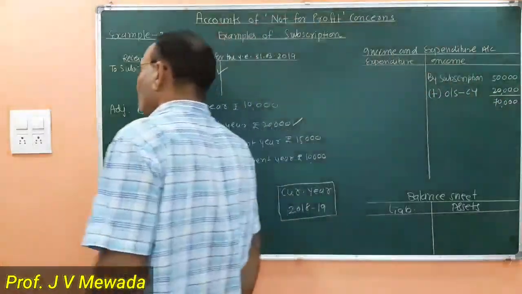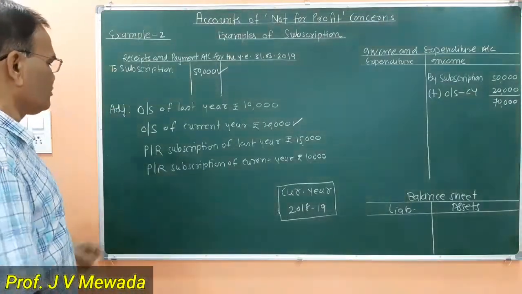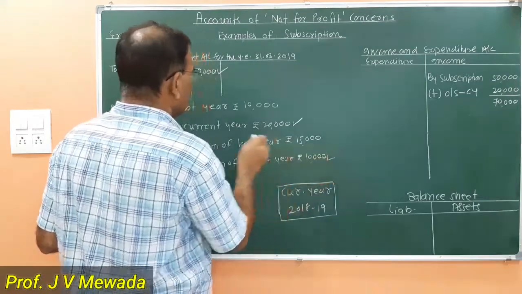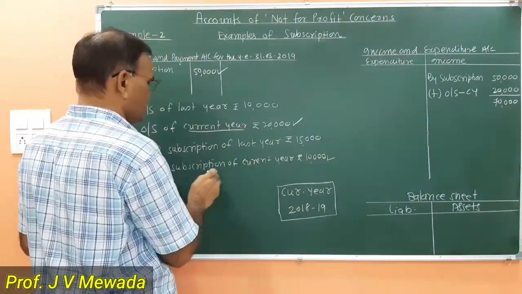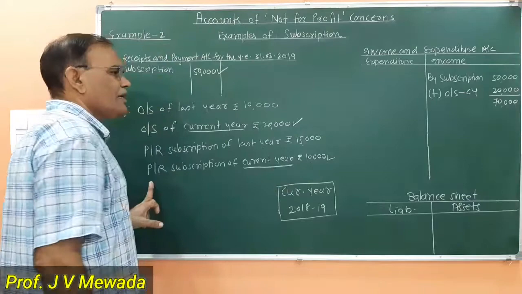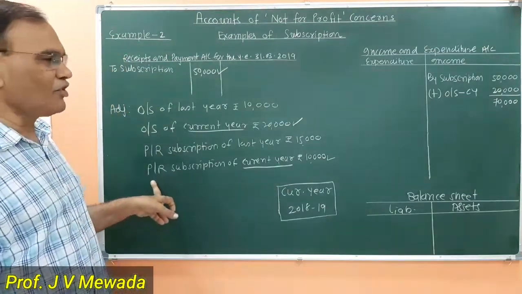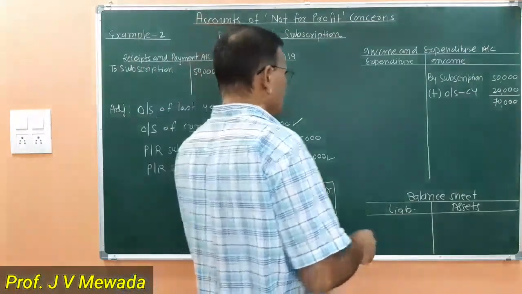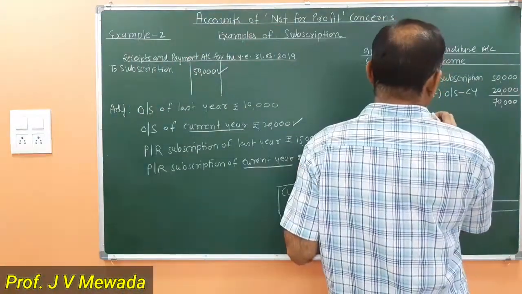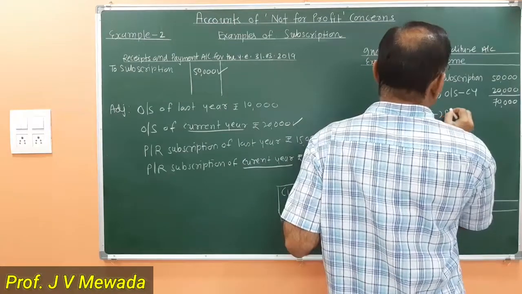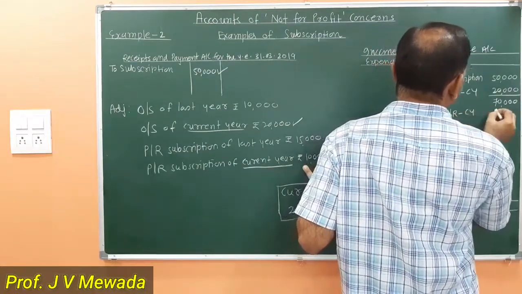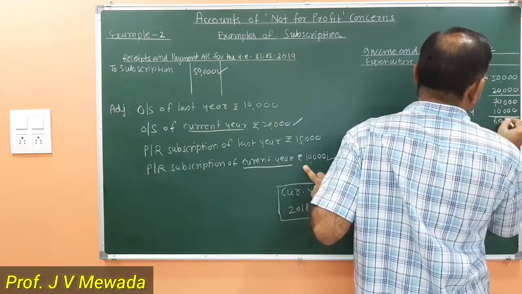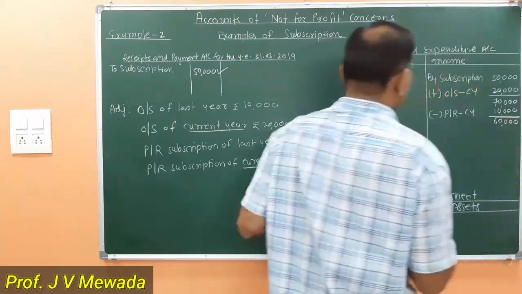Then pre-received of the current year. So minus pre-received of the current year. We are going to take the figure of the current year first, as I told you in the formula. So the pre-received subscription of the current year is 10,000. So minus pre-received of the current year 10,000. So now the new figure is 60,000.